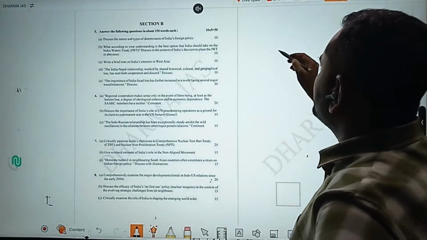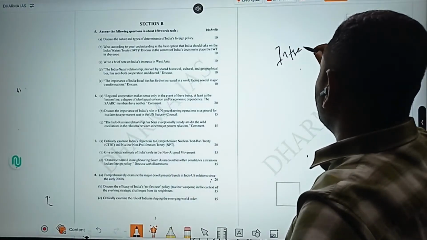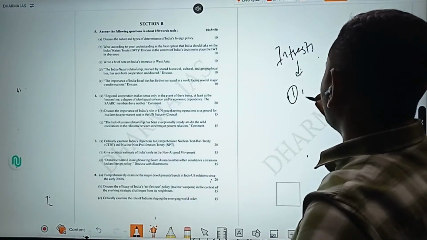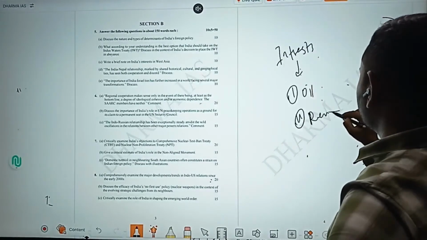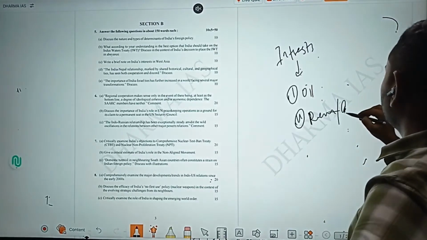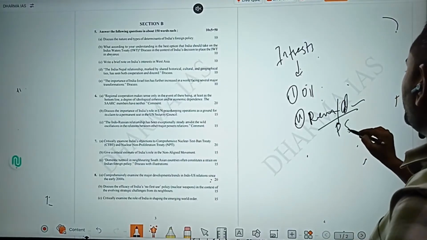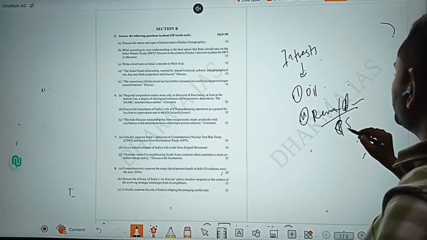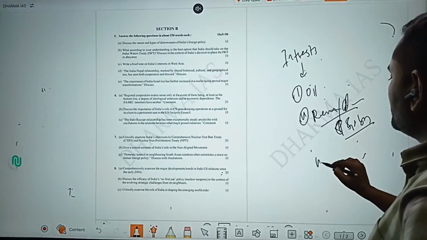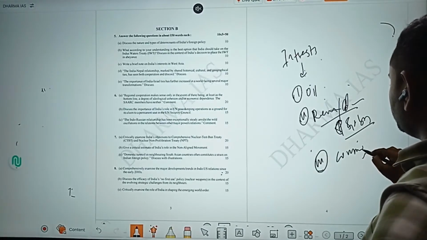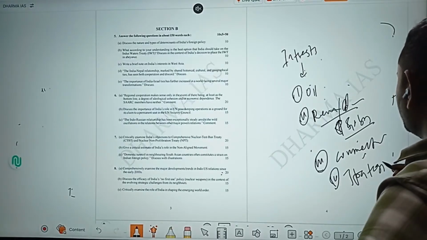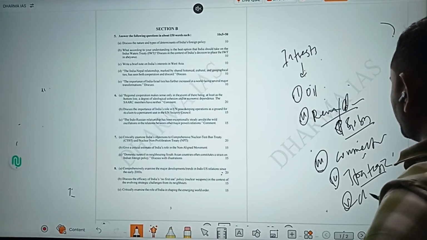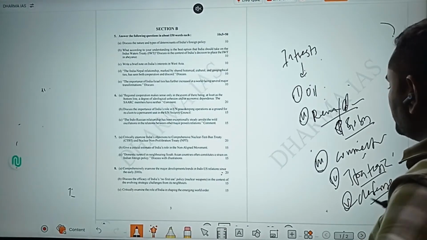Then there are different interests of India in West Asia. Of course, first one is oil. Second one is remittances or diaspora. Okay, and around 40 billion remittances from this area. Third one is connectivity. Fourth one is strategic issues. Fifth one is for defense sector, like Israel and etc.